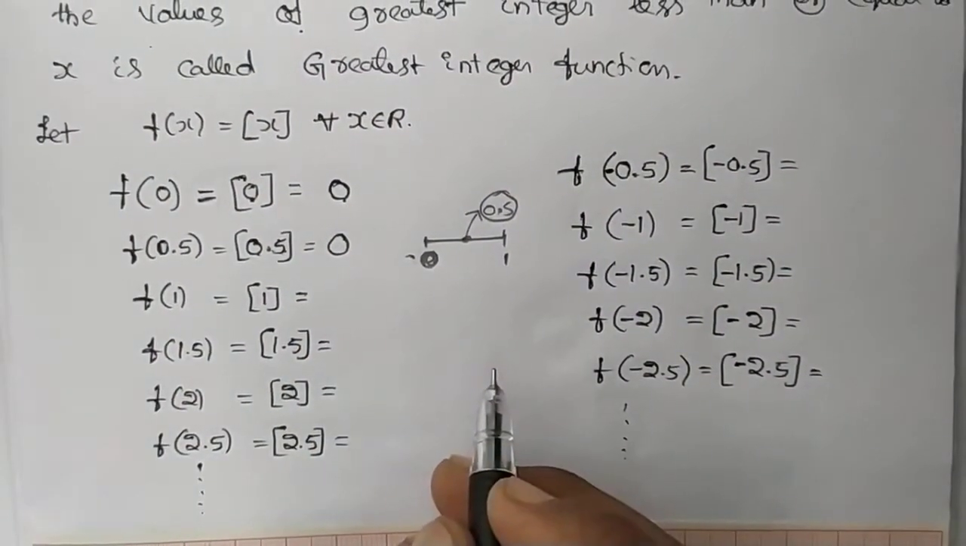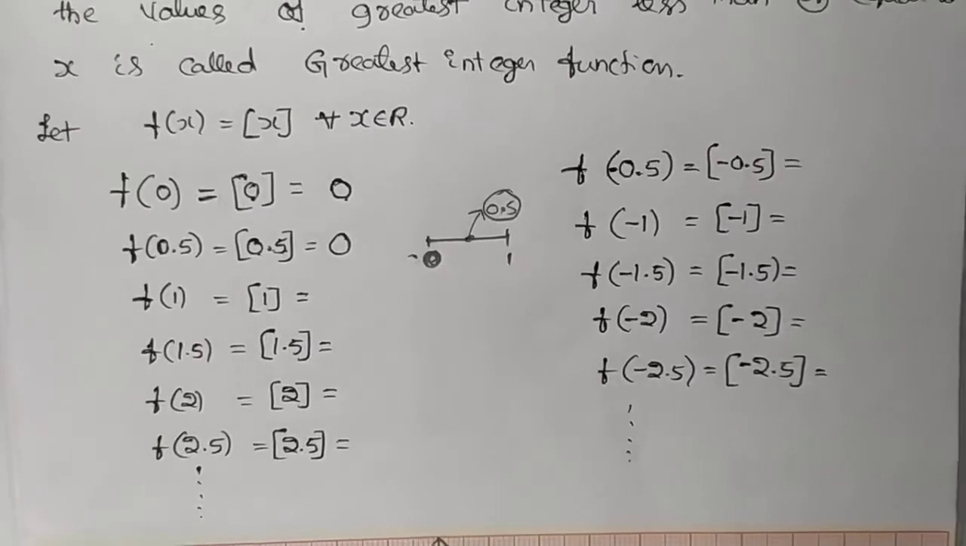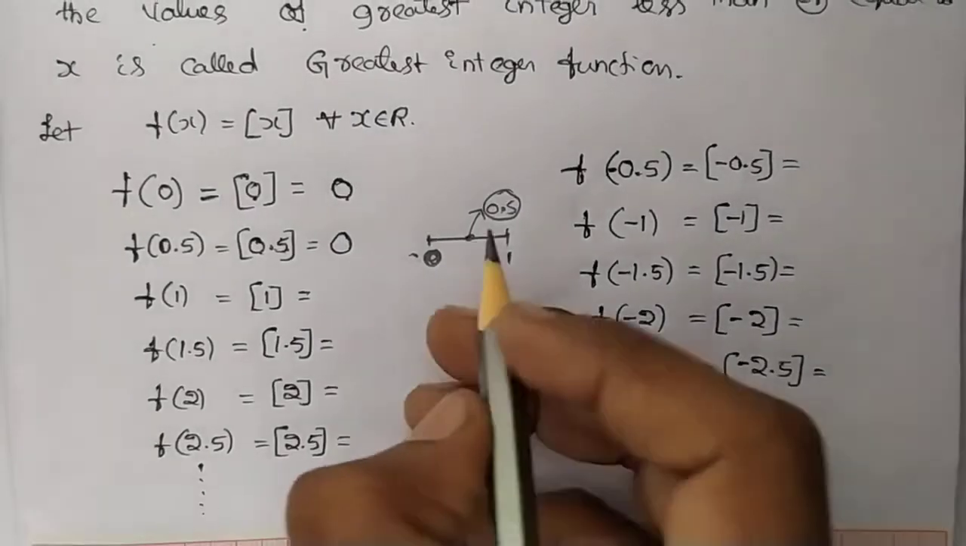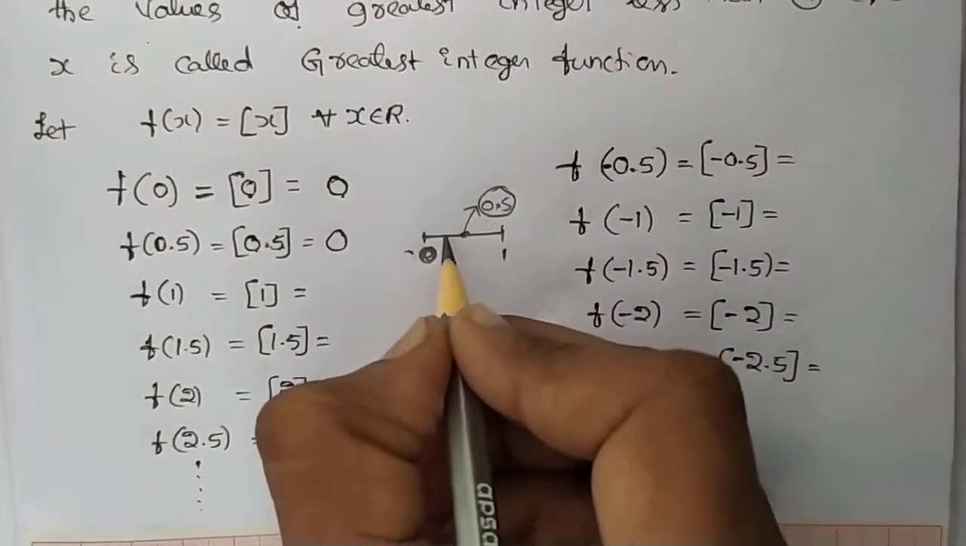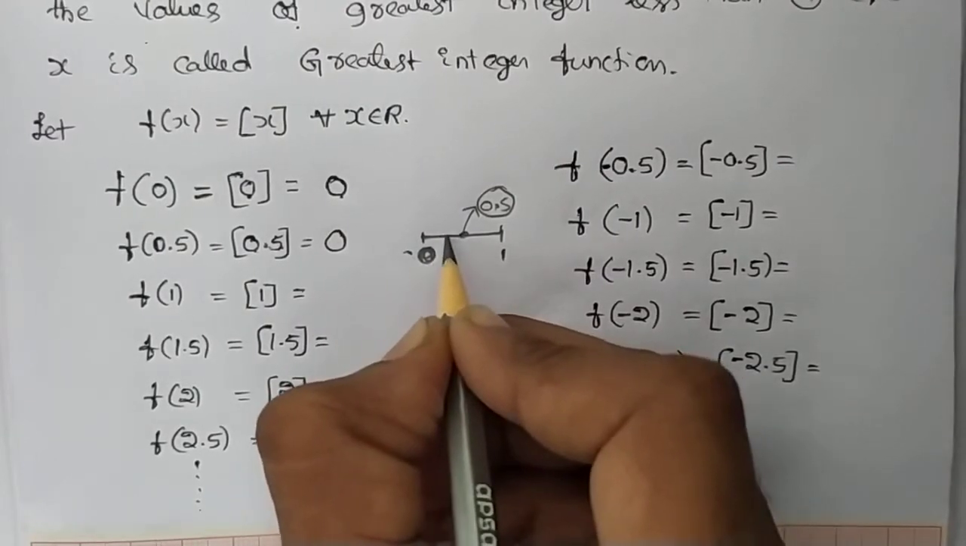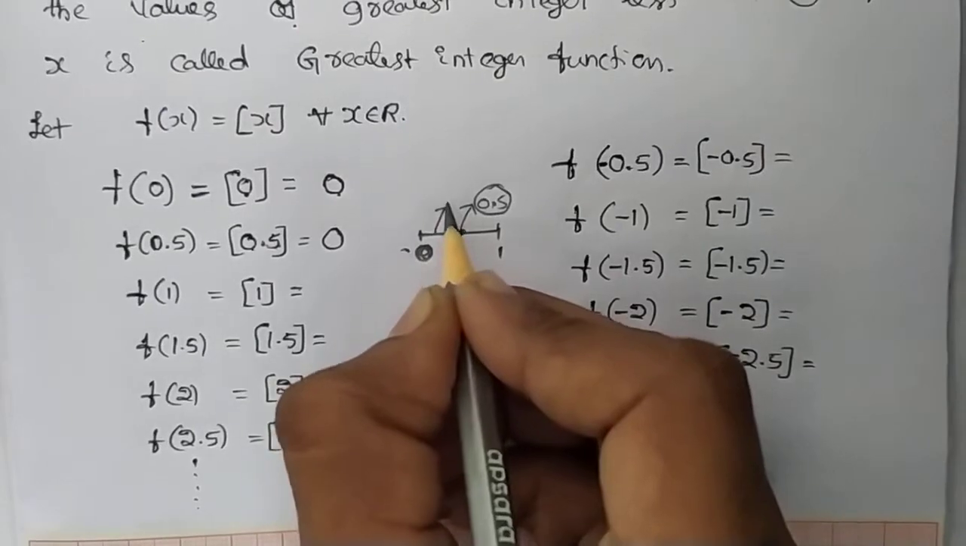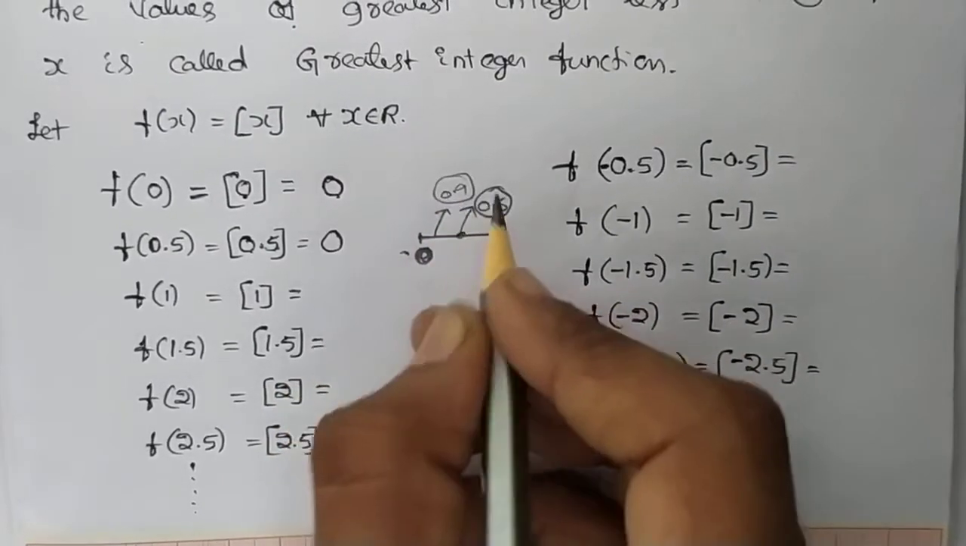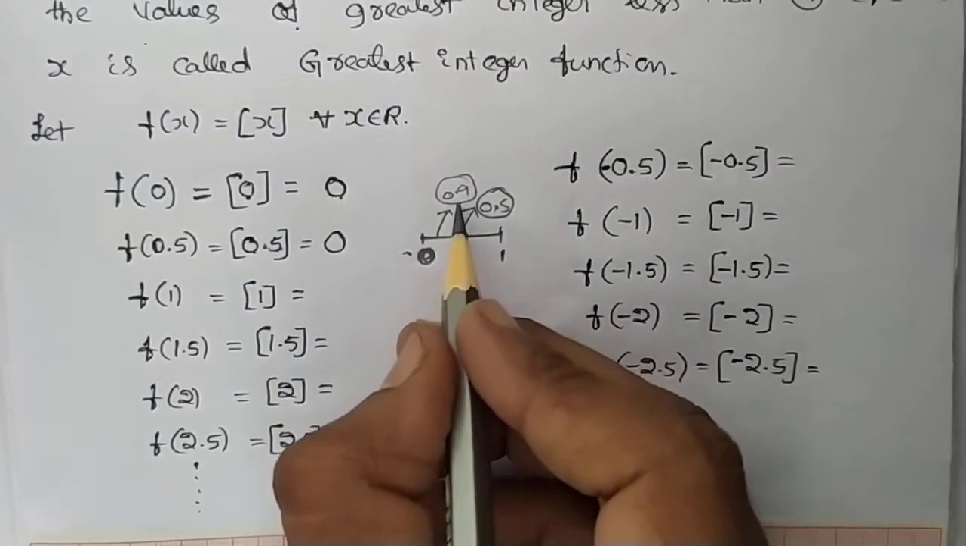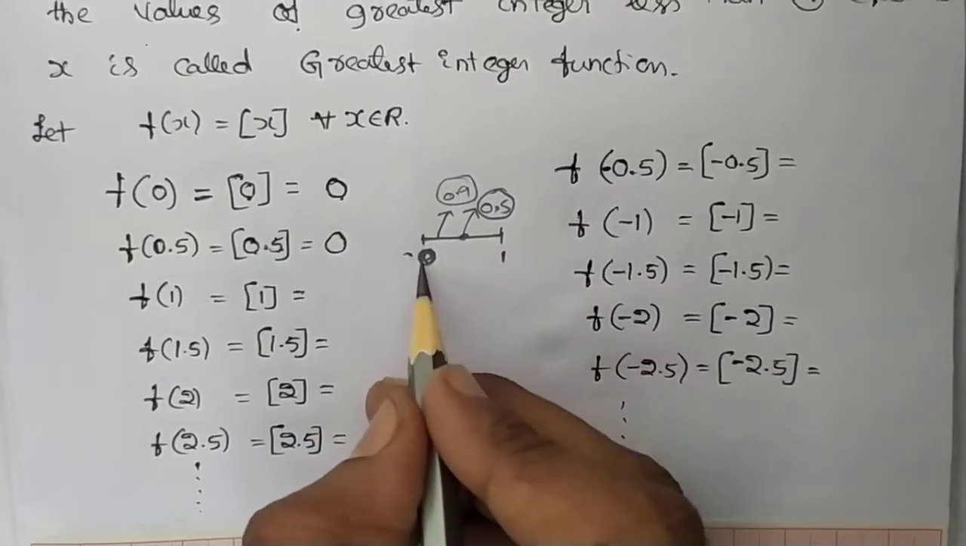You just think, what about the greatest integer for the value 0.9? What about the greatest integer for 0.9? It will be 0 only.